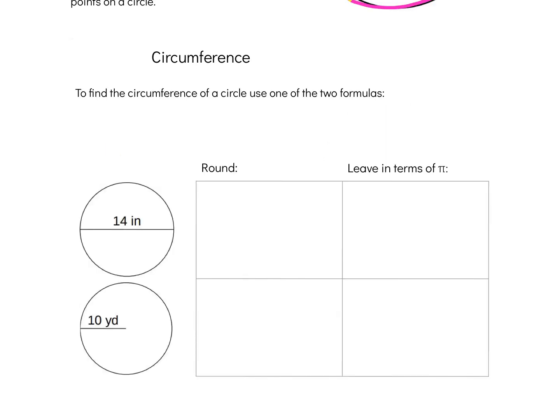So let's talk about circumference. Again, circumference is the distance all the way around the outside of a circle. If you start at one point and trace the circle all the way around, that distance is the circumference. There are 2 formulas that you can use to find circumference. The first one is circumference equals pi times diameter, or you can use circumference equals 2 pi r, which is radius. Just make a note right here.